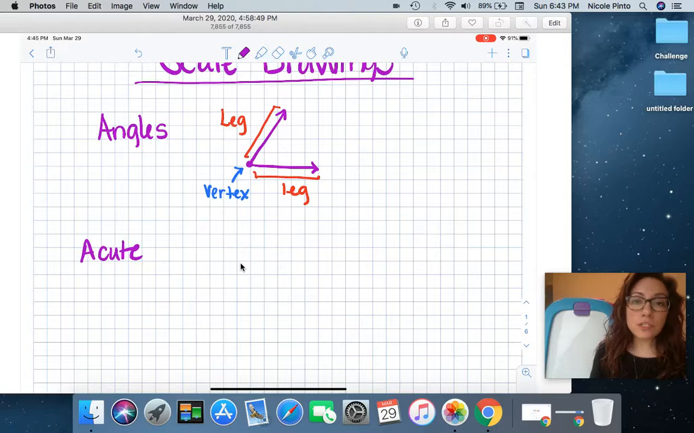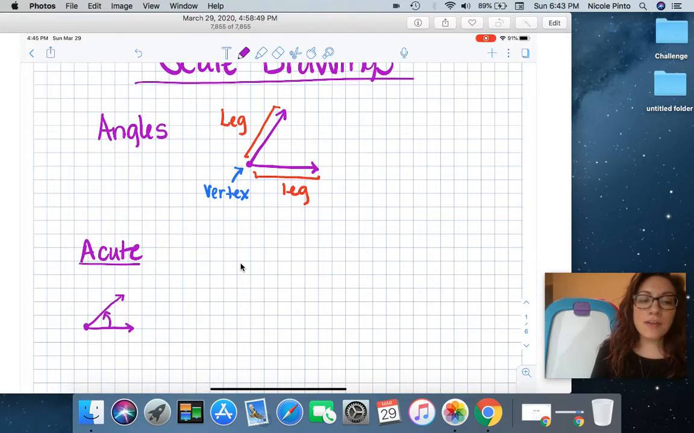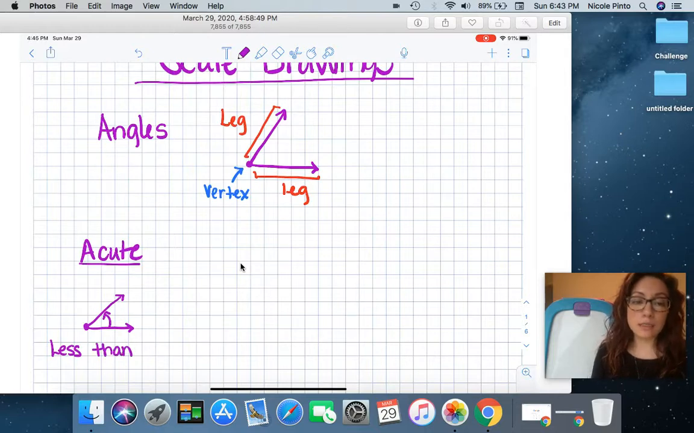Okay, so the first way that we can classify an angle is by saying that it is acute. Now, does anybody remember what acute means? What kind of angle would be acute? Well, if you were thinking of any angle that measures less than 90 degrees, you are correct. Okay, so acute, menos de 90 grados.